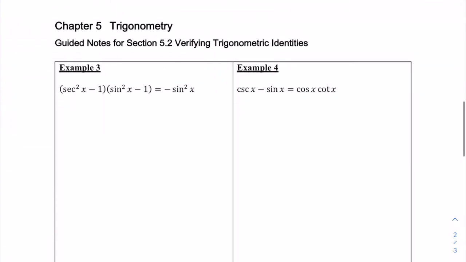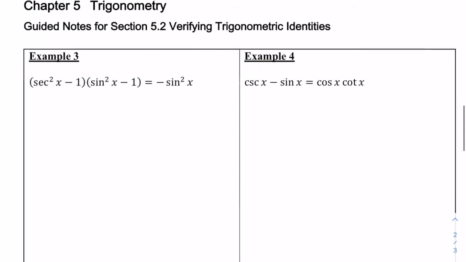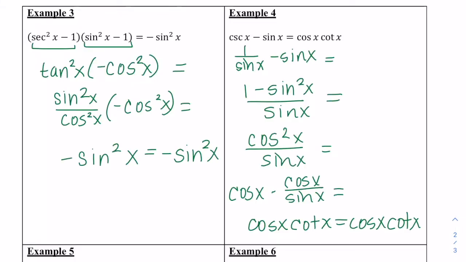All right, go ahead and try examples 3 and 4. Pause this video and come back to check your solution. Okay, let's go over these examples. For example 3, you may have wanted to FOIL or distribute those and simplify the parentheses right away, but just be careful. We can see some of these Pythagorean identities rewritten: secant squared minus 1 is equal to tangent squared, and sine squared minus 1 is equal to negative cosine squared. Then we can easily simplify the cosine squareds, cancel those out, and we're left with negative sine squared.